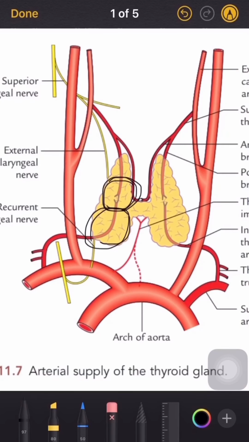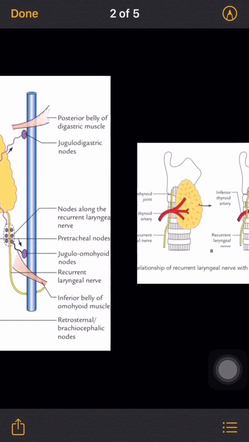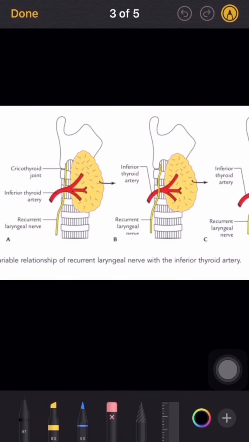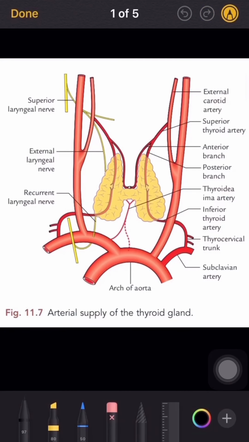Here, as you can see, behind the lobe it has an intimate relationship with a nerve called the recurrent laryngeal nerve, and this relationship is kind of variable, as you can see in this picture. Sometimes it is present behind the artery, sometimes it's present above the artery or in front of the artery. It can be present in between the arteries. Overall, this artery particularly supplies the lower 2/3 of the lateral lobe and the lower half of the isthmus.